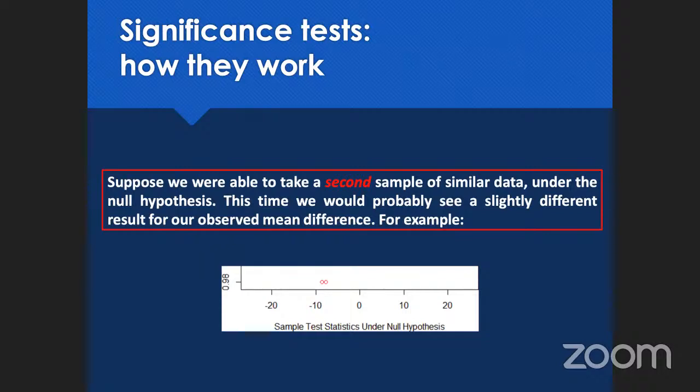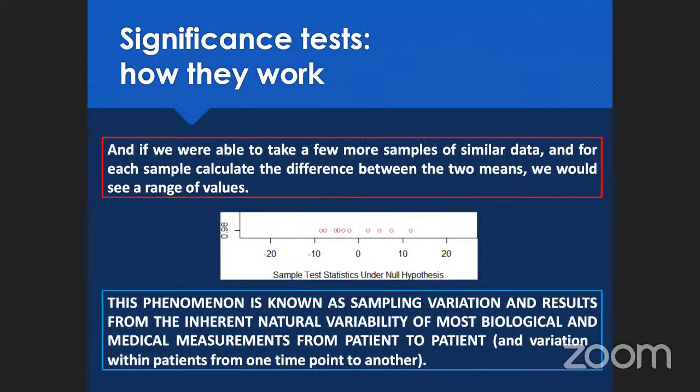If we suppose that we were able to take a second sample of exactly similar data under the null hypothesis, this time we would probably see a slightly different result for our observed mean difference. This, for example, would indicate minus 0.7. If we were able to take even more samples of similar data, and for each sample calculate the difference between the two means, then we would see a range of values around 0, some slightly higher.